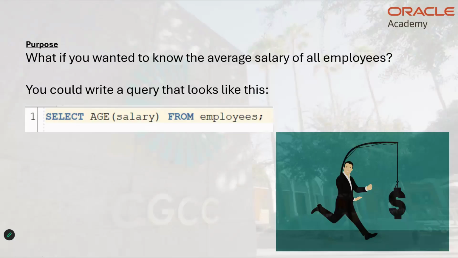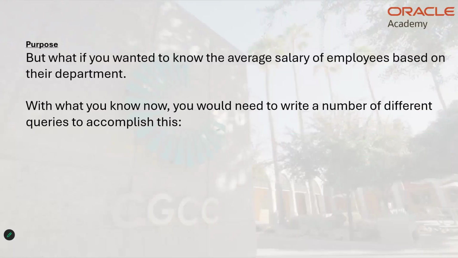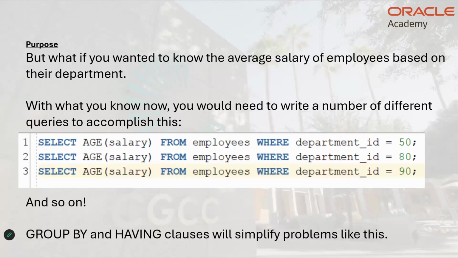Pretty straightforward. But if you wanted to know the average salary of employees based on their department, you'd have to separate it. With what you know, you probably would want to, or be pointed towards writing a bunch of queries, right? All of the departments, etc., and so on. But something you're going to learn now, group by and having, will simplify this whole scenario. Although I can remember writing several queries like this.